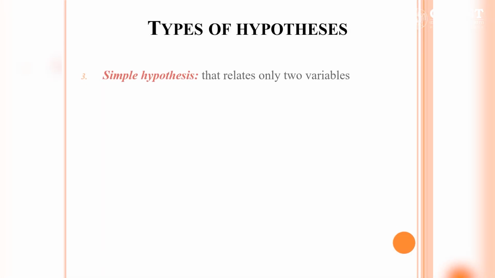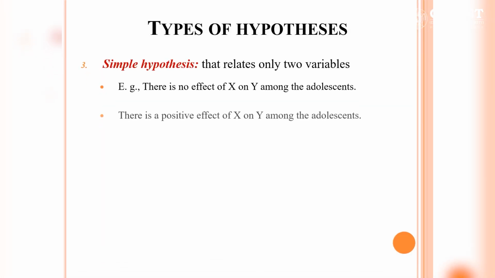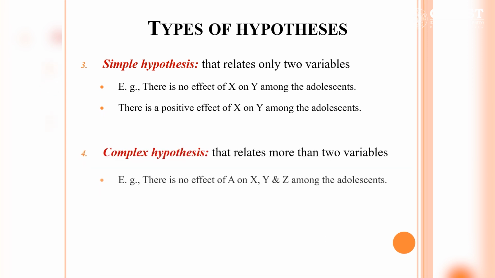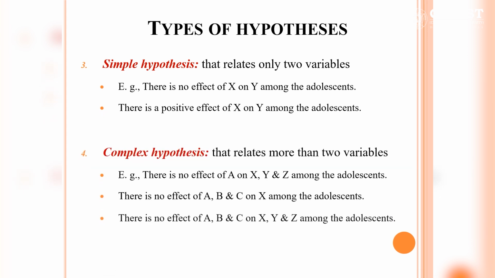Next, when we consider the number of variables, hypotheses can be classified as a simple hypothesis and a complex hypothesis. In a research study where only two variables are involved, we could frame something called a simple hypothesis. Where more than two variables are involved in a research study, it could lead to something called a complex hypothesis.